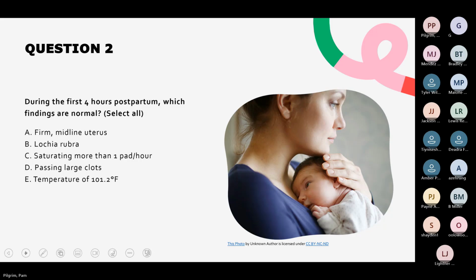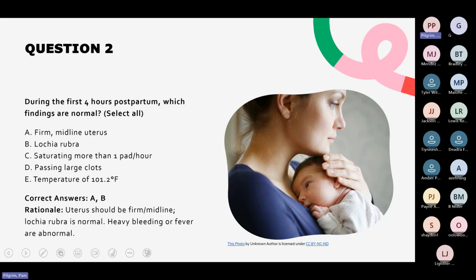The answer is A and B. A firm midline uterus is normal 4 hours after delivery. If the uterus is off to one side or the other, that means that she has a full bladder and it increases her risk for hemorrhage. But a firm midline uterus is normal. Lochia rubra is also normal, that bright red bleeding after delivery.